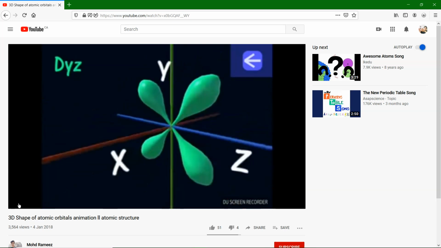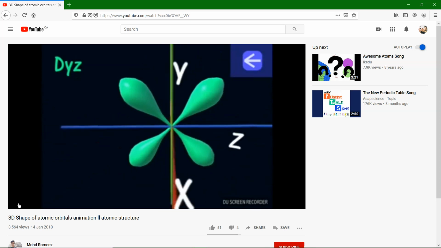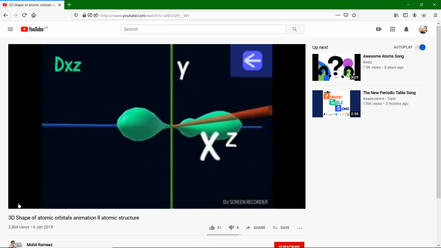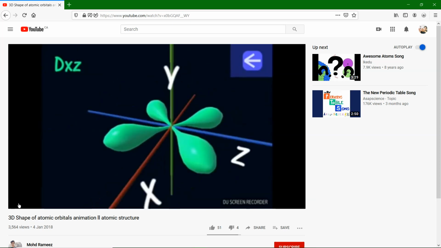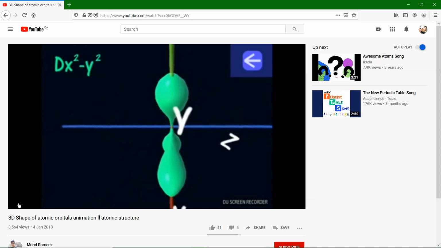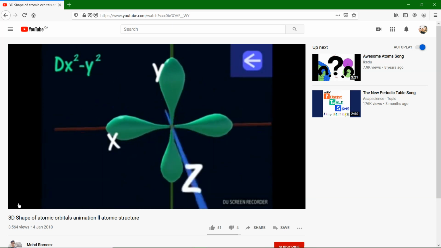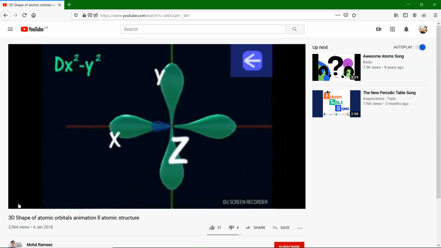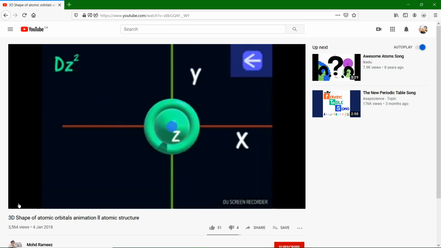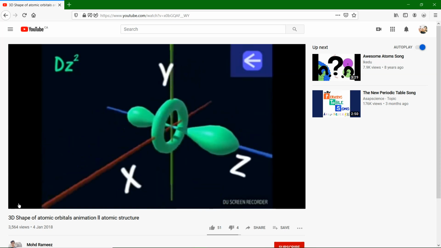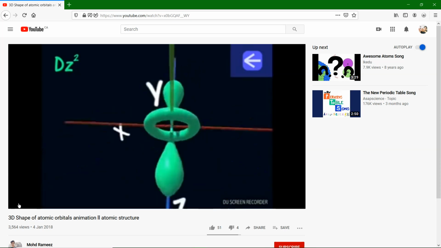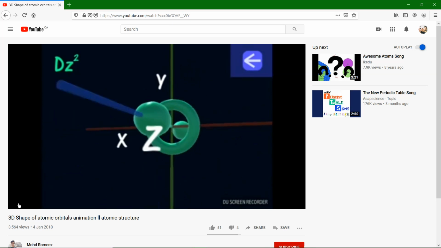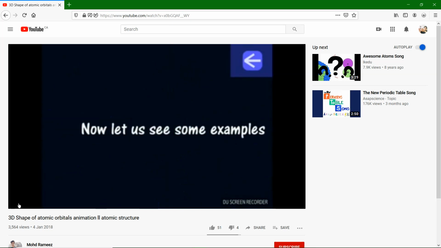dyz, we have lobes between the y and the z. dxz, lobes between the x and the z. dx squared minus y squared, we see concentrations along the x-axis, concentrations along the y-axis. dz squared, there's the cool one where we see the hula hoop in the middle. And so there we got our dz squared. Now let's see some examples.